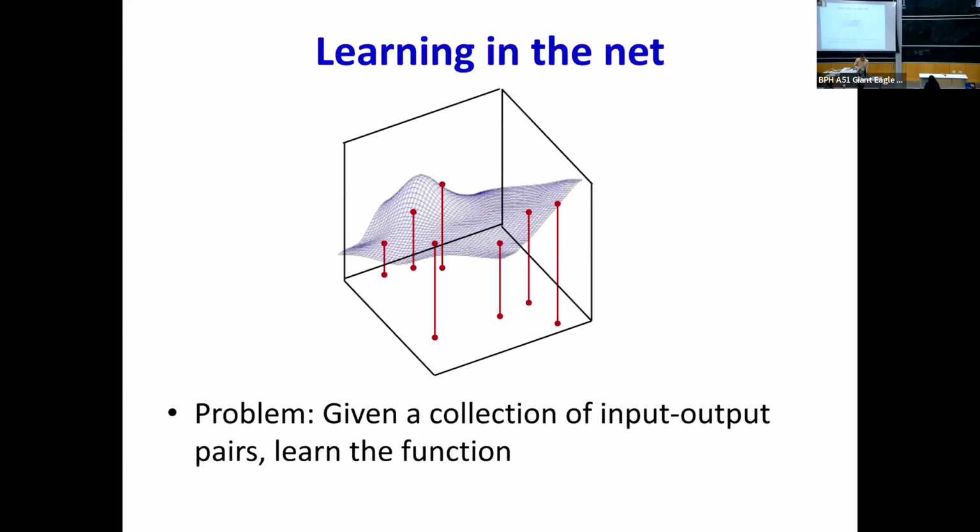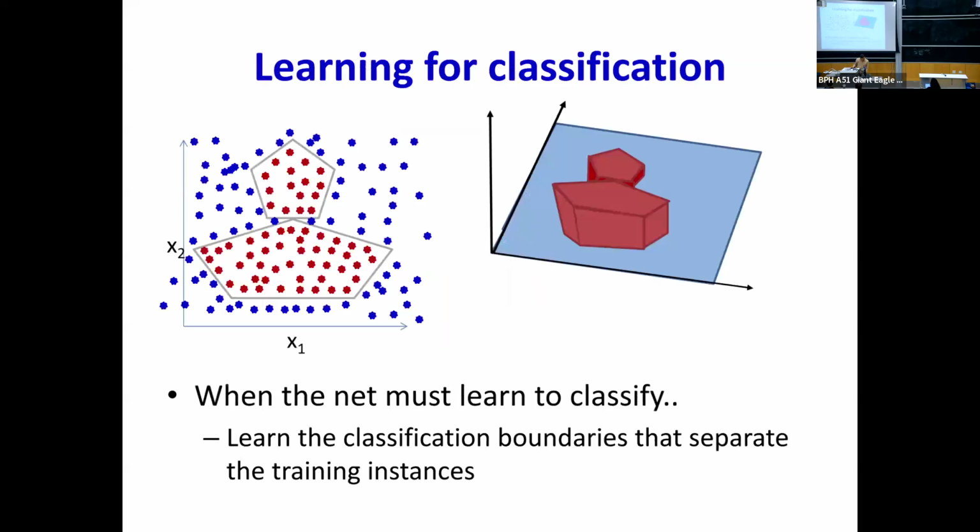So here's the learning problem in neural networks. You're given a collection of input-output pairs, and these are your training data, a bunch of inputs and the desired output for each of these inputs. You must learn the function from it. Using our usual picture, the mesh might be the function you want to learn, but all the data that you're provided are just these little red lines, and you must learn the function from it.